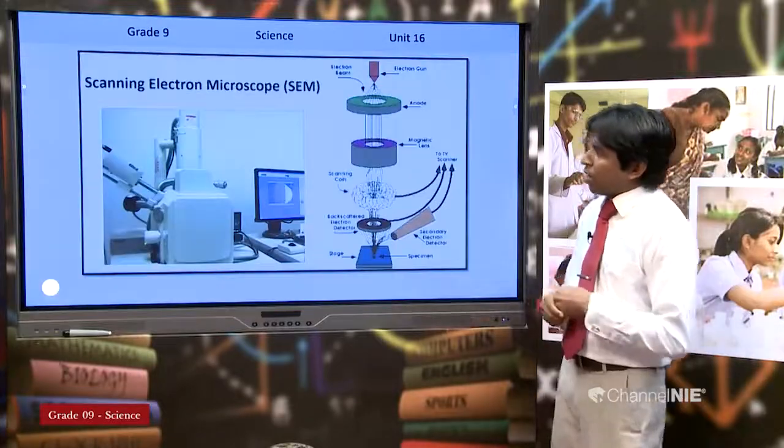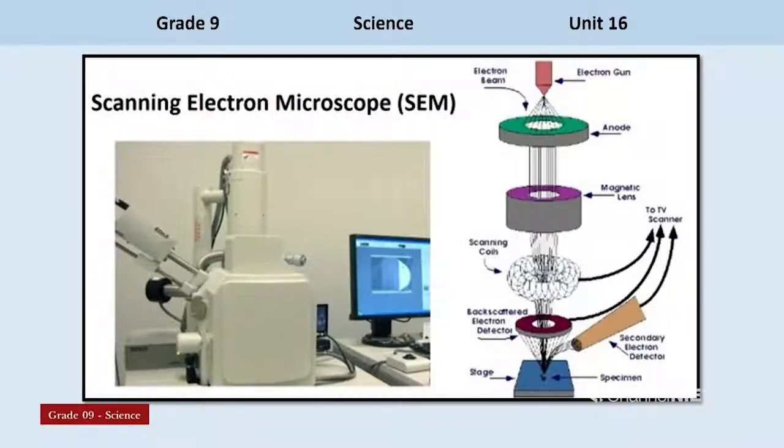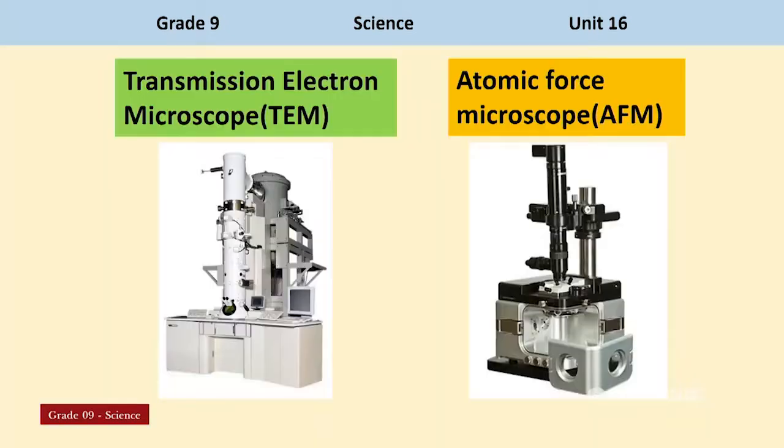So, you can see now scanning electron microscope SEM, it is very expensive, and we use electron beam to observe the specimen, and transmission electron microscope, and here you can see the image of atomic force microscope AFM. So, we have only few electron microscopes in our country, few universities, and it is very expensive.